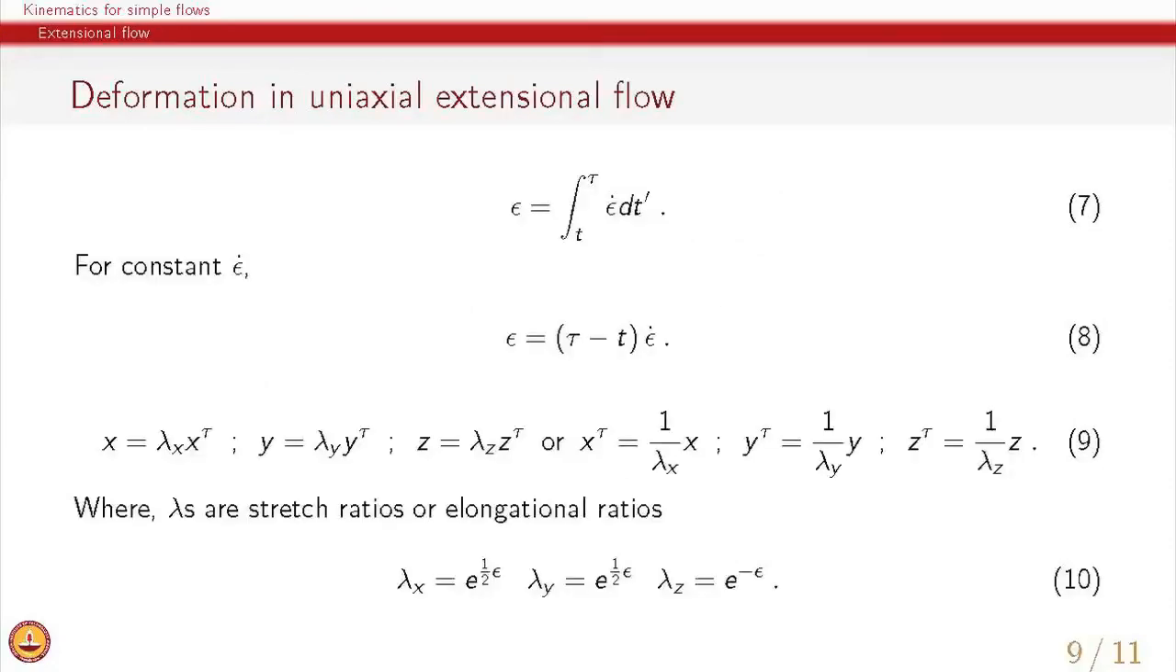Continuing on, we can see the deformation and its description in uniaxial extensional flow. As we have seen before, the motion involves an exponential, in the sense that position changes exponentially, where epsilon is the strain which is being imposed on the material based on a constant strain rate epsilon dot. The lambdas here are called the stretch ratios, and so the position of a material particle at time tau is expressed in terms of position at time t in terms of these lambdas.